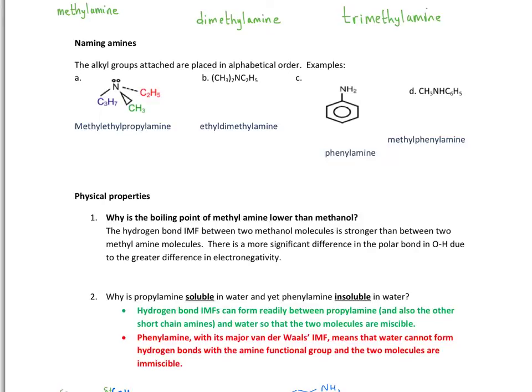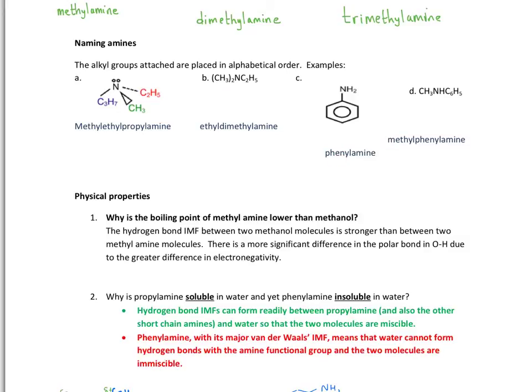Next, that's correct. We've got an ethyl. We've got 2 methyls attached to the nitrogen in the center, so that one's a tertiary amine. So it's in order of the attachment, so ethyl, dimethylamine.